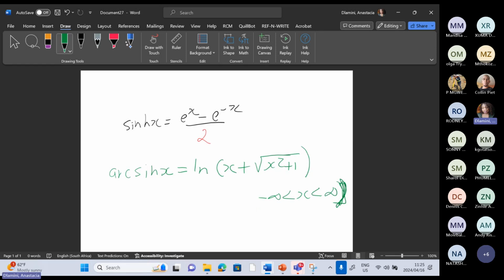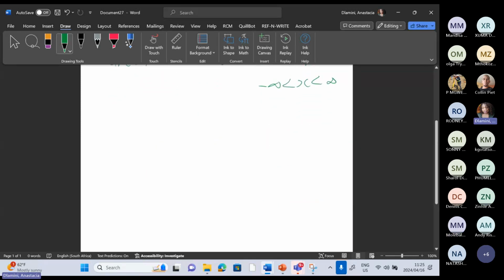Let's just write it like this. Are we together there, guys? Thank you. So now, let's go to solve for x. They say we have arcsinh of x is equal to ln of 2.